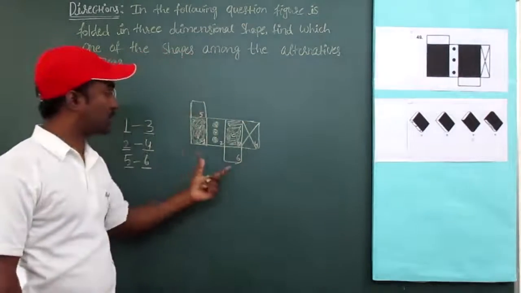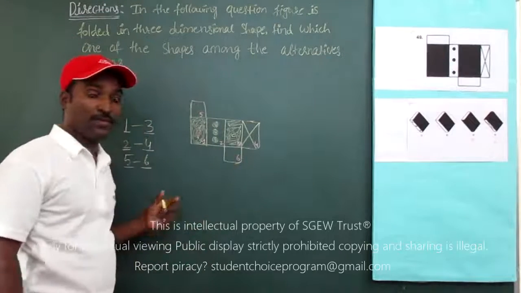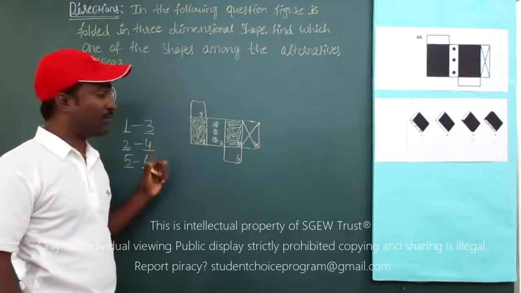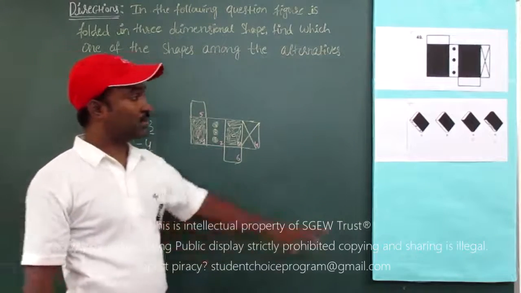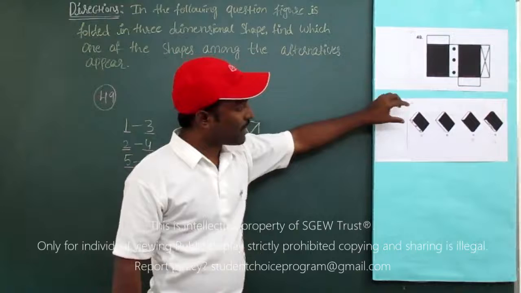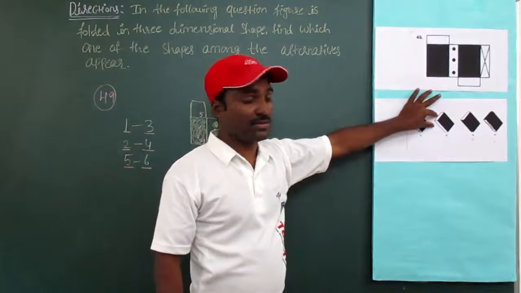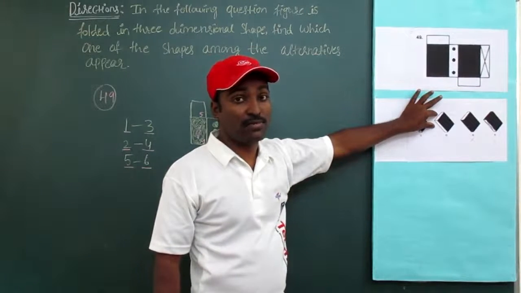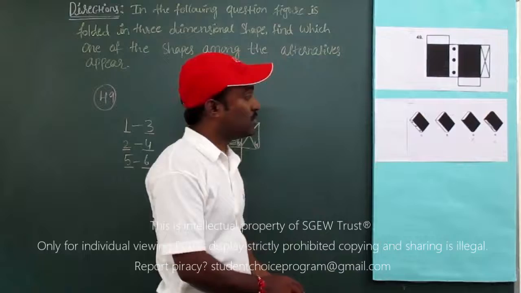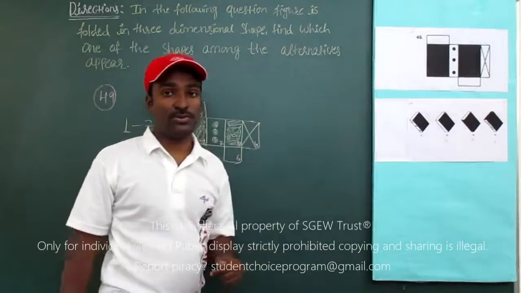Now again come to this figure. Here I am having face 5 and face 6, which are blank. In the second option, it is easily seen that the blank faces are appearing as neighboring faces. They are not appearing as opposite faces. So option 2 is also a wrong option.